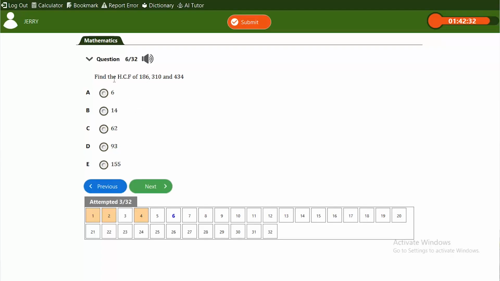find the HCF of 186, 310, and 434. I want to look, for the sake of you being introduced to HCF for the first time, let's look for a smaller number, then we can come back to this question later. Okay? HCF, okay, let's go. This is good. Find the HCF of 18, 24, and 30.